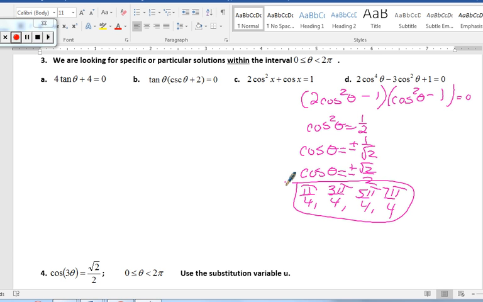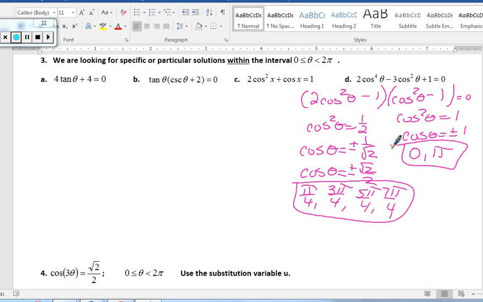I also have over here cosine squared theta is equal to 1. When I take the square root, it's also going to be plus minus 1. So where is cosine equal to 1 and negative 1? That would be at 0 and pi as well. So this one had 6 solutions.